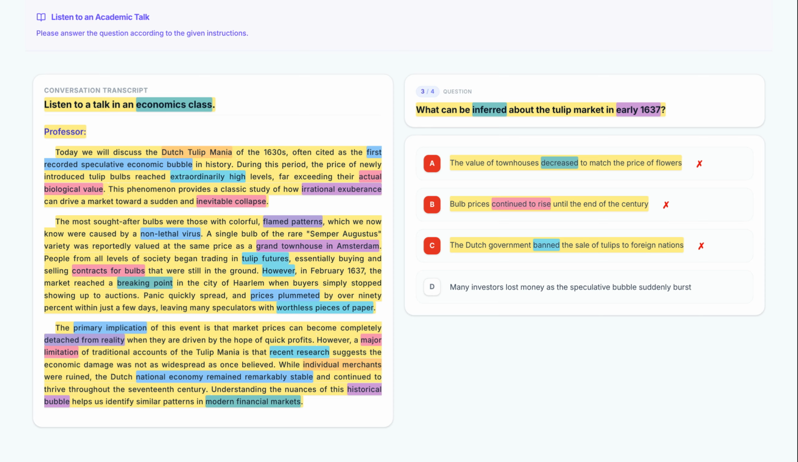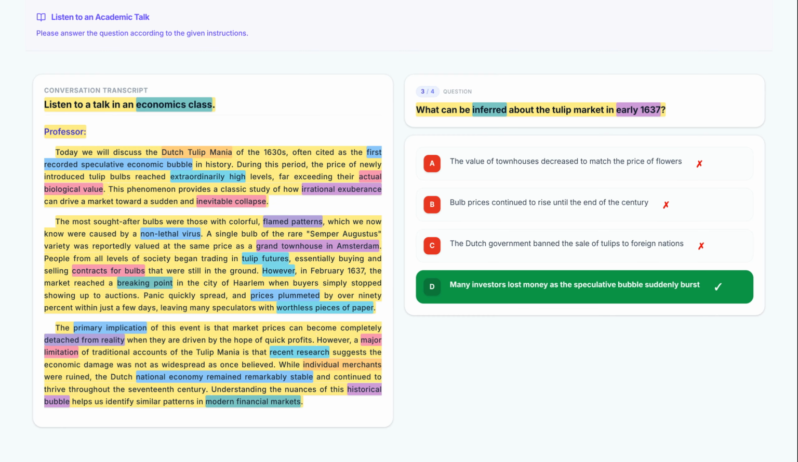Finally, let's look at option D: many investors lost money as the speculative bubble suddenly burst. This correctly infers that investors suffered because the speculative bubble suddenly burst, leaving them with worthless contracts. The most accurate answer is option D, since it describes the logical outcome of the market reaching a breaking point.